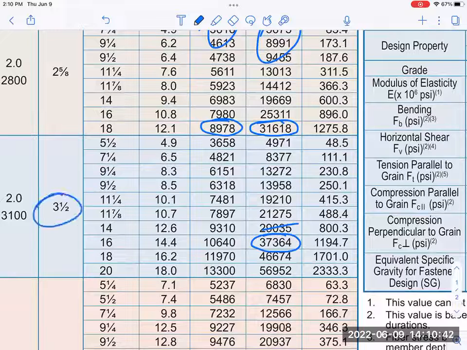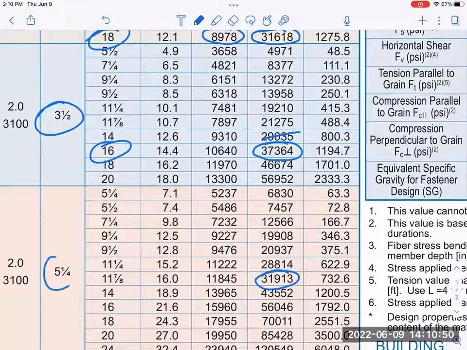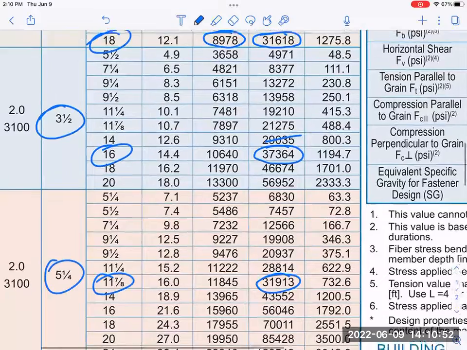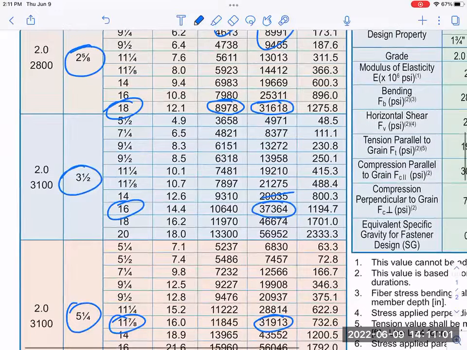So notice you can do a 3.5 by 16-inch beam, or you can do a 2 5/8 by 18-inch beam, or down here, you could do a 5 1/4 by 11 7/8. Any of those three beams would serve the purpose, if one's cheaper, if one's lighter, whatever. Incidentally, with respect to weight, notice this one is 12 pounds a foot, this one is 14 pounds a foot, this one is 16 pounds a foot. So that bottom one is a lot heavier.